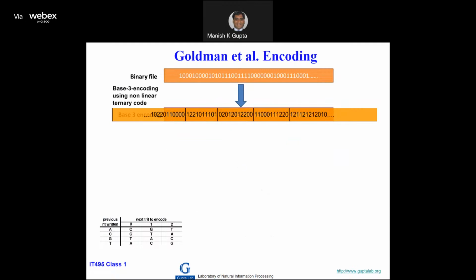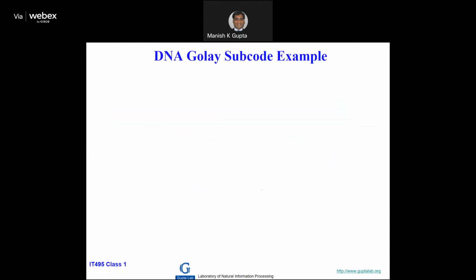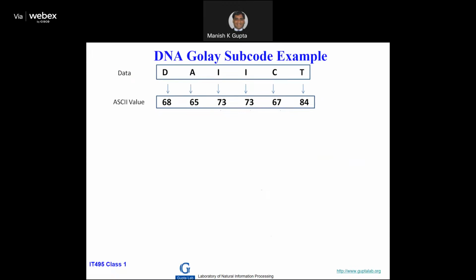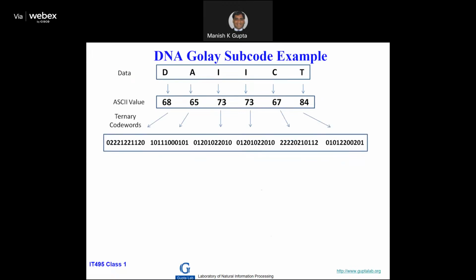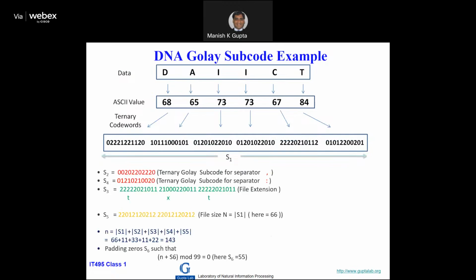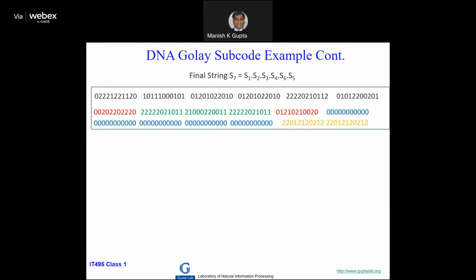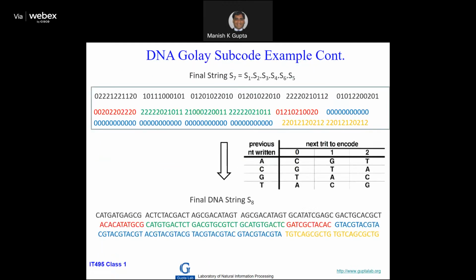So we replaced it here using our coder, and let me show you an example, I think that will be better. So the D, A, I, C, T values are this, right? Corresponding ternary from that code book that we created, you can get these ternary strings, okay? Then we have different separators, file extension, whether it's a text file or what, txt, and then size. And we padded it with 0, so that it is a multiple of 99. We want chunks of size 99, okay? So we padded it with zeros. So here is the final string. Then this string is converted into ACGT using this map.